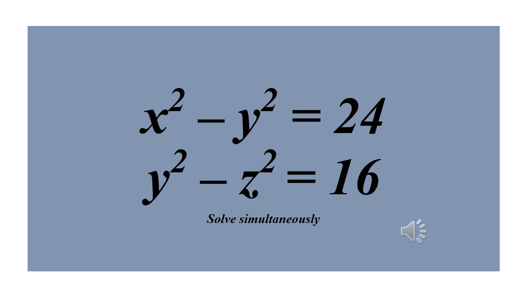So we shall quickly treat our last exercise. And the question is, if x squared minus y squared equals 24 and y squared minus z squared equals 16, solve simultaneously to find the value of x, y, z.